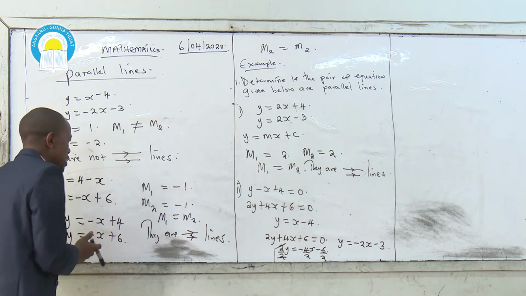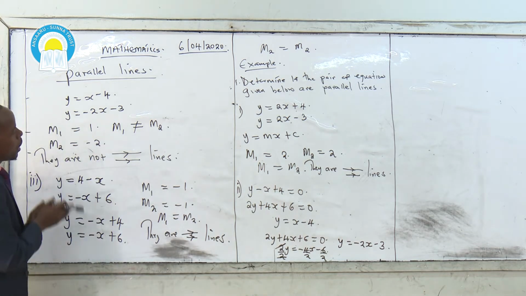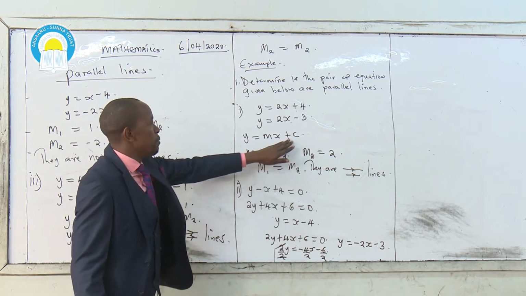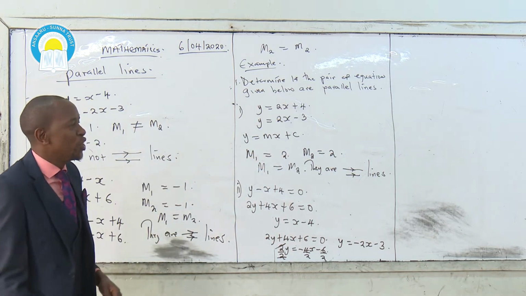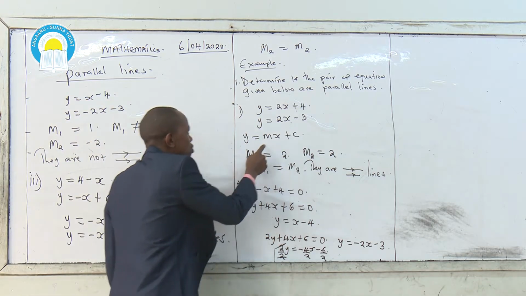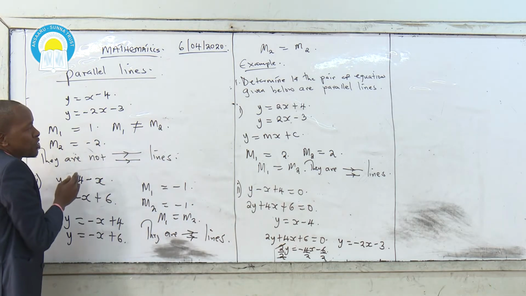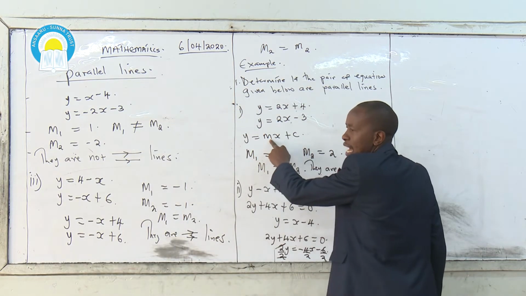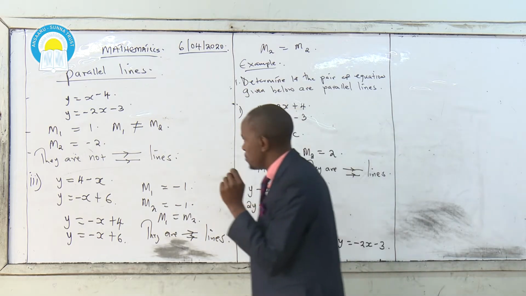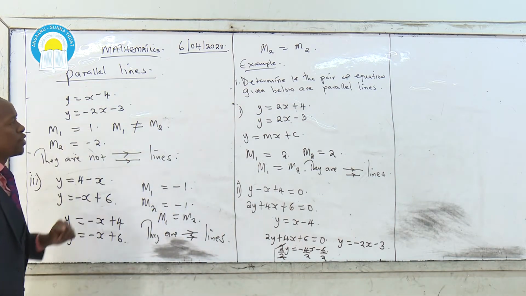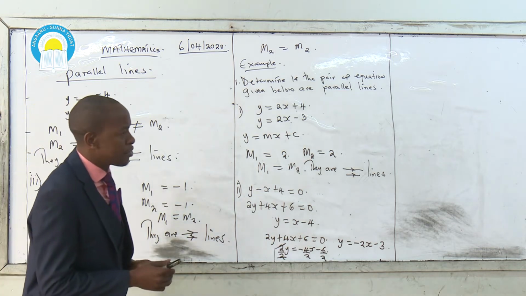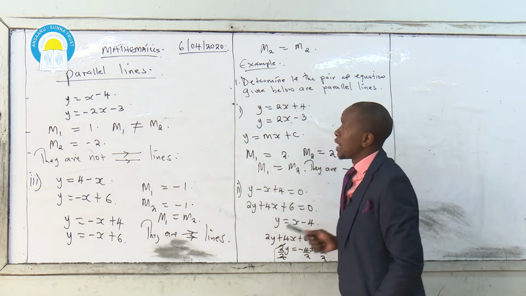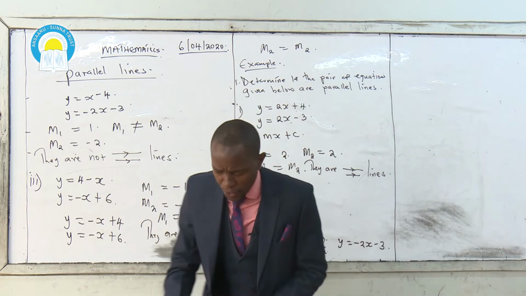Now, it is very important for you as a student to know how to write equations in the form of y is equals to mx plus c. By knowing this, you will be in a position to state the gradient, because for us to determine if a pair of equations are parallel, you need to state the gradients and check if they are the same, because parallel lines must have the same gradient. And if they don't have the same gradient, it means they are not parallel lines. So parallel lines have the same gradient.